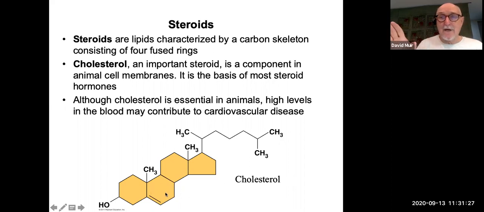You've heard bad things about cholesterol as far as health, and we'll talk about it later on. But cholesterol is essential because it forms the basis of many of our steroids. The steroids that you probably have heard of are things like testosterone and estrogen. The sex hormones are steroid hormones. Various other hormones are also steroids.